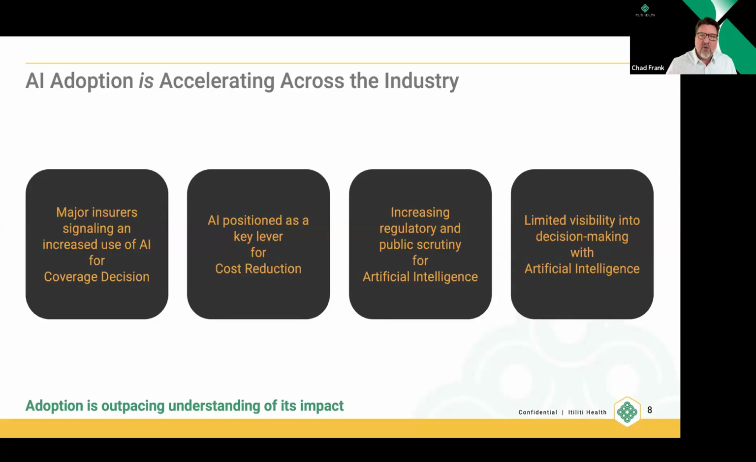So what we're seeing, before we jump into AI and prior authorization, is AI adoption accelerating across the industry. We're seeing major insurers signaling an increased use of AI, despite what some of those polls would say. Some of the stuff we're seeing in the market isn't necessarily reflecting some of the audience we have here, but that's okay. It's all about the market and people we're talking to. We're seeing AI positioned as a key cost lever. But we're also seeing an increase in regulatory and public scrutiny around AI and how it's being used to make decisions. And there's no shortage of news articles that pop up that we all have access to.